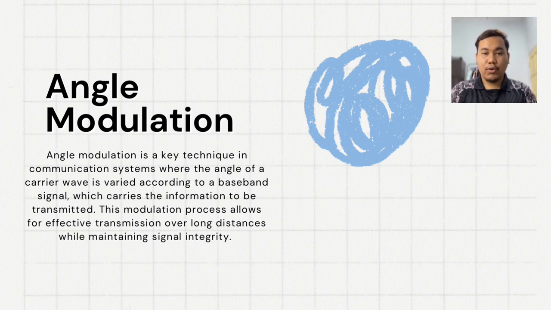What is angle modulation? Angle modulation refers to the process of varying the angle of a carrier wave based on a baseband signal that carries information. This method allows us to encode information in the frequency or phase of the carrier wave.